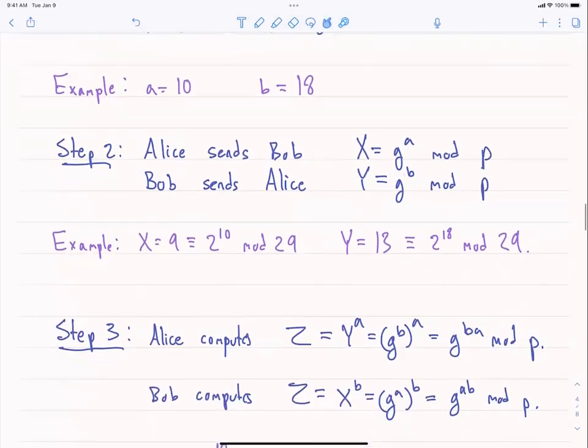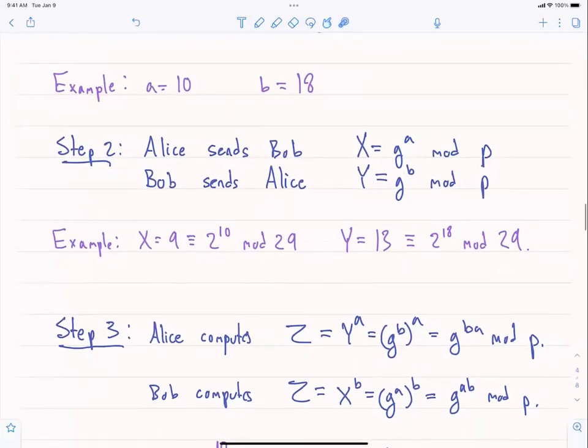Okay. And now they can use this information to compute the same thing, just using some properties of arithmetic. Everyone knows X and Y because Alice and Bob sent those through public channels, so anyone can know that information. But Alice in particular knows Y, and she still knows her secret information A. So she can compute Y to the A power. But Y, which is what Bob computed using his secret information B, is just G to the B. And just using the laws of exponents, that's G to the B times A. I'm doing this whole computation modulo P.